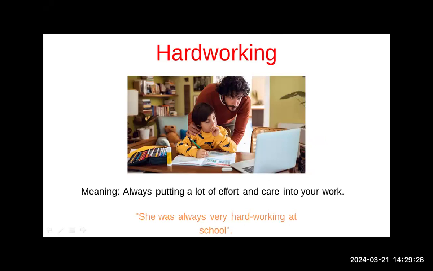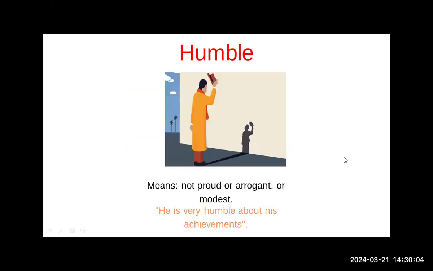Hardworking. Always put a lot of effort and care into what they do. They are very hardworking. Who is a hardworking student? Maybe Winnie. Very hardworking. That's one, that's two.